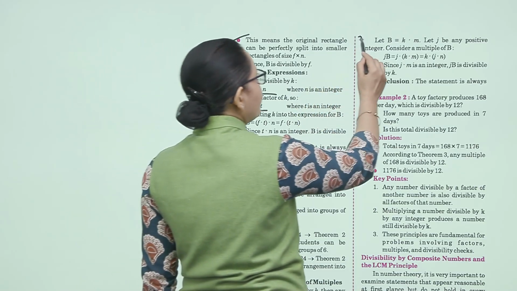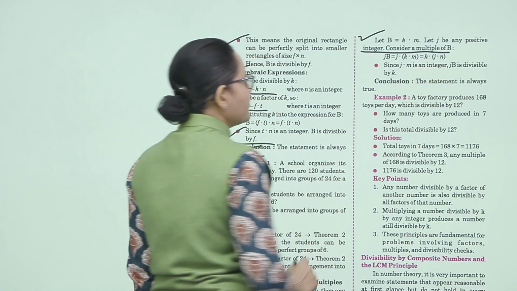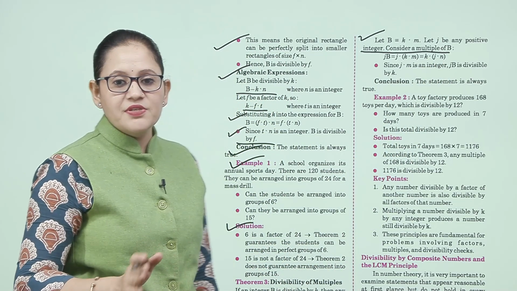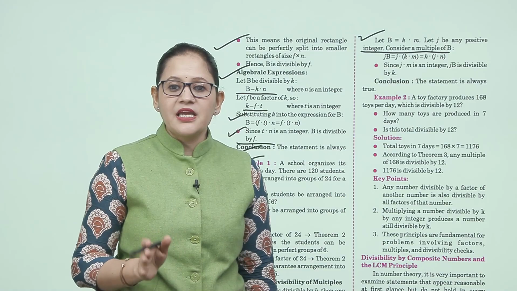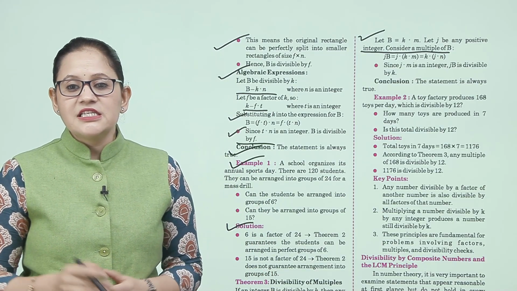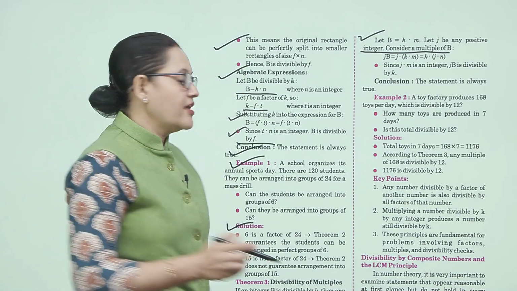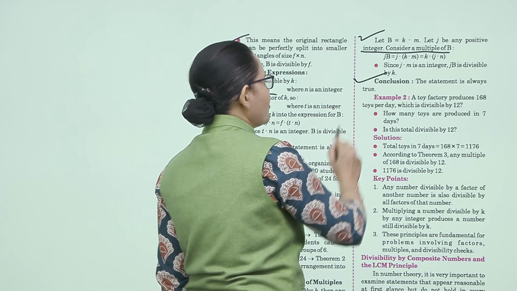Let b equal k times m, and let j be any positive integer. Consider the multiple of b. j times b equals j multiplied by k times m, which equals k multiplied by j times m. Since j times m is an integer, jb is divisible by k. So the conclusion is that the statement is always true.